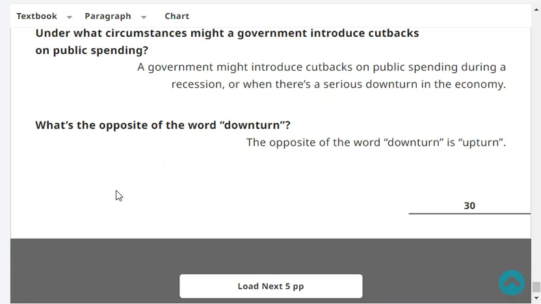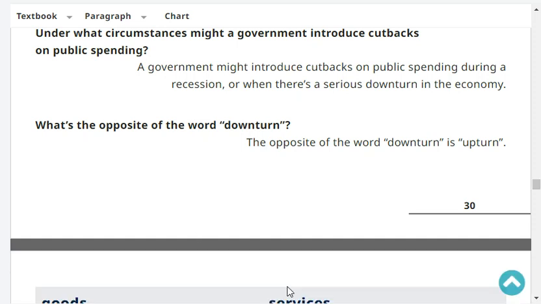Okay, next. Under what circumstances might a government introduce cutbacks on public spending? A government might introduce cutbacks on public spending during a recession or when there is a serious downturn in the economy. Very good.